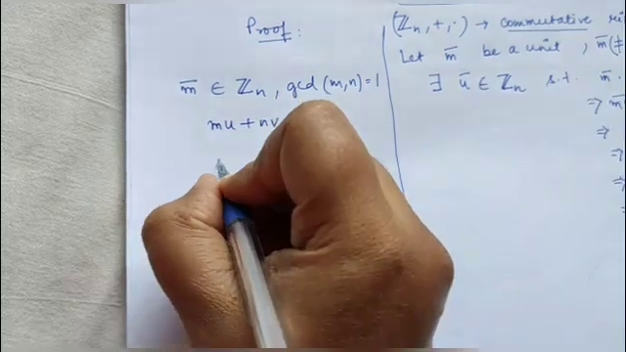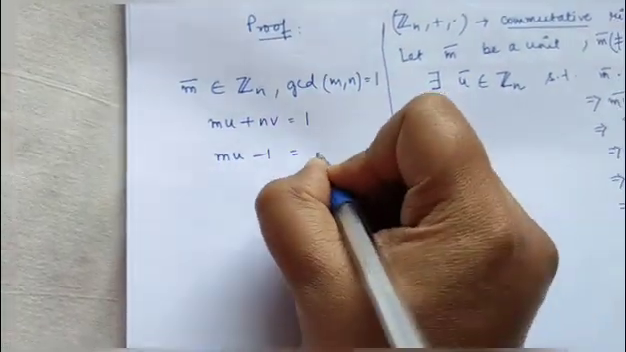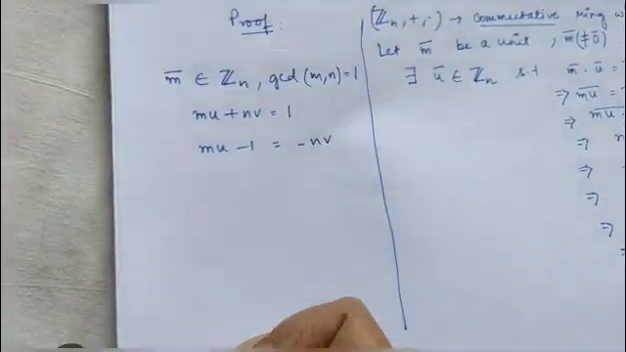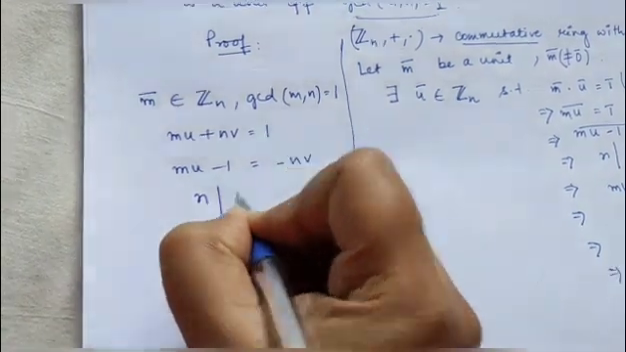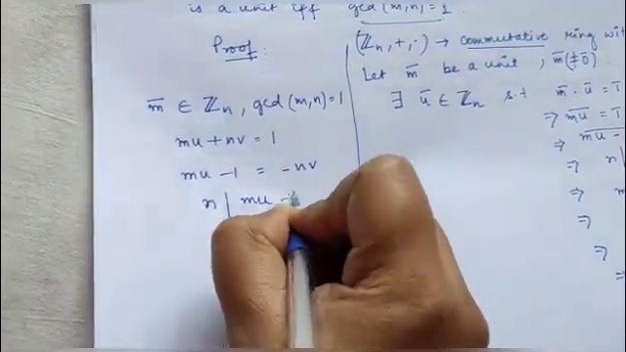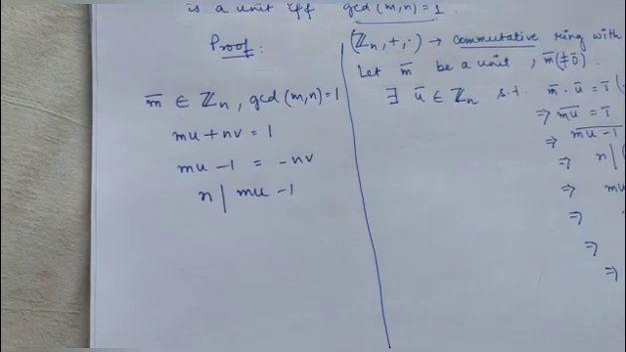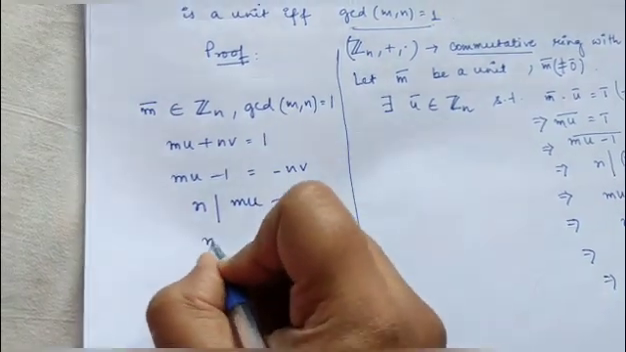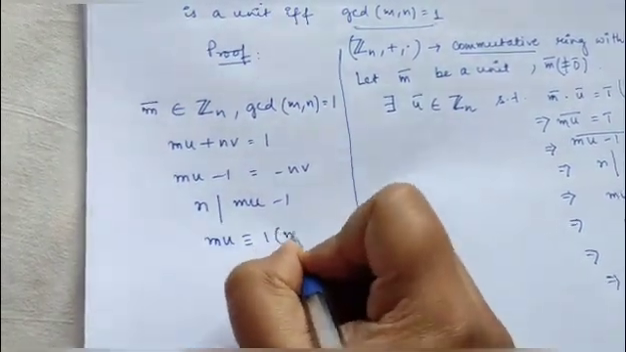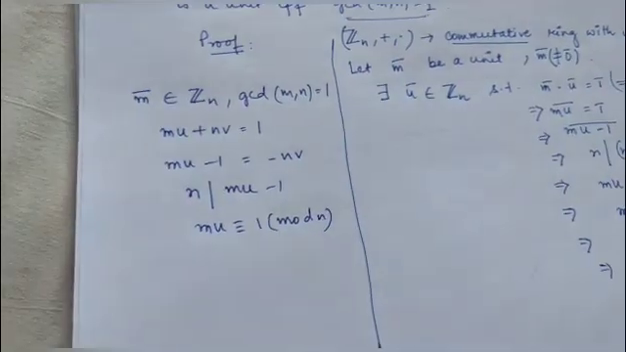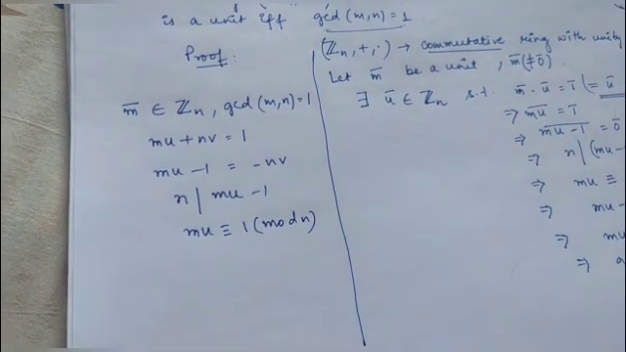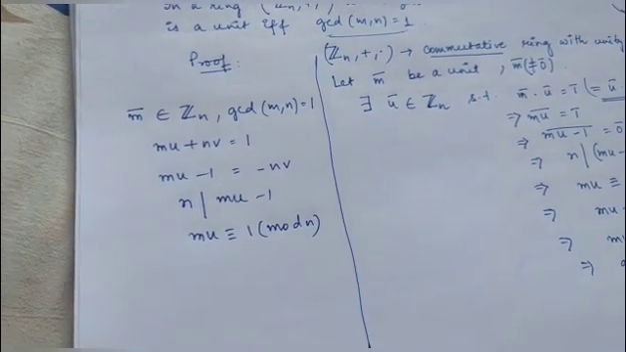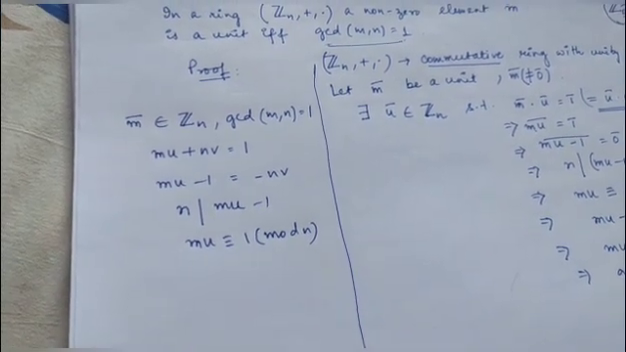So what does this imply? Mu minus 1 equals minus Nv. That implies n divides mu minus 1. If n divides mu minus 1, that means mu is congruent to 1 modulo n. Right? Up to this it is clear, I think.